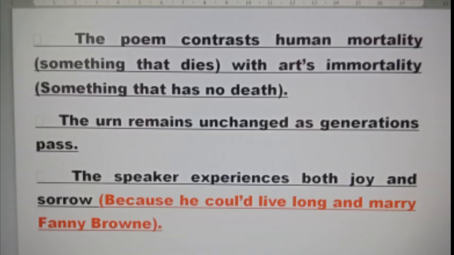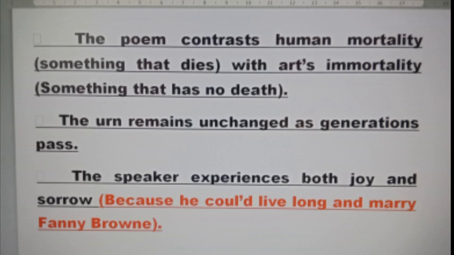The poem contrasts human mortality. Mortality means something that dies, with the art's immortality. Immortality means something that has no death. The urn remains unchanged as generations pass.